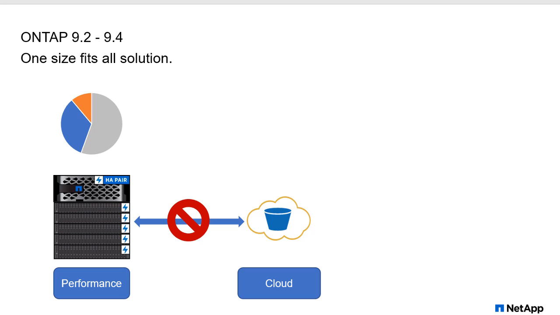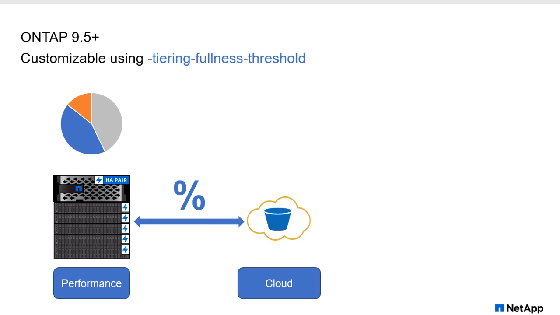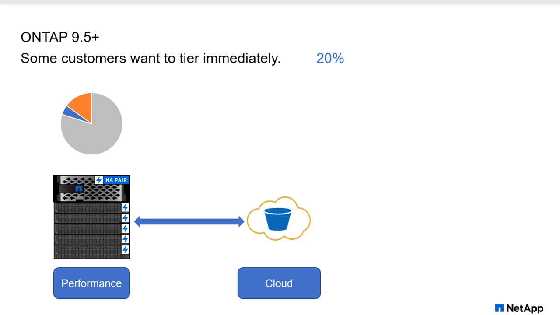So for 9.2 through 9.4, this is exactly how it works. It was a one-size-fits-all solution, and it made sense for most environments, but not all of them. So we got requests from customers that it didn't make sense for their use cases, and we listened to them and we made changes. And now in 9.5, the tiering fullness threshold is customizable, so you can change the percentage at which we're going to check that aggregate.